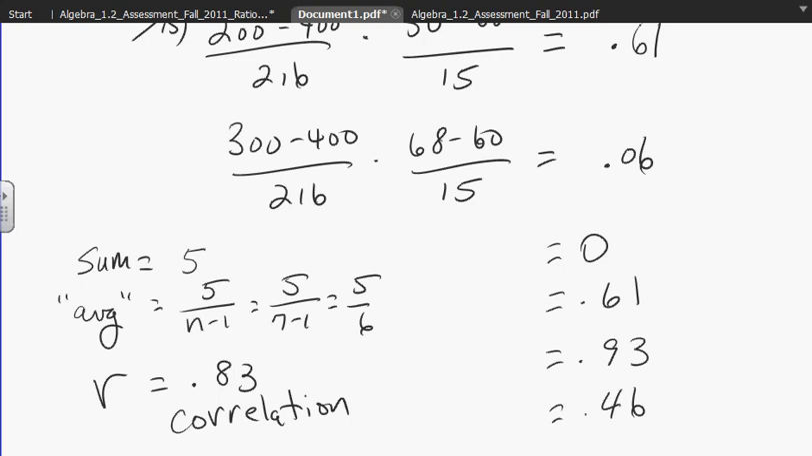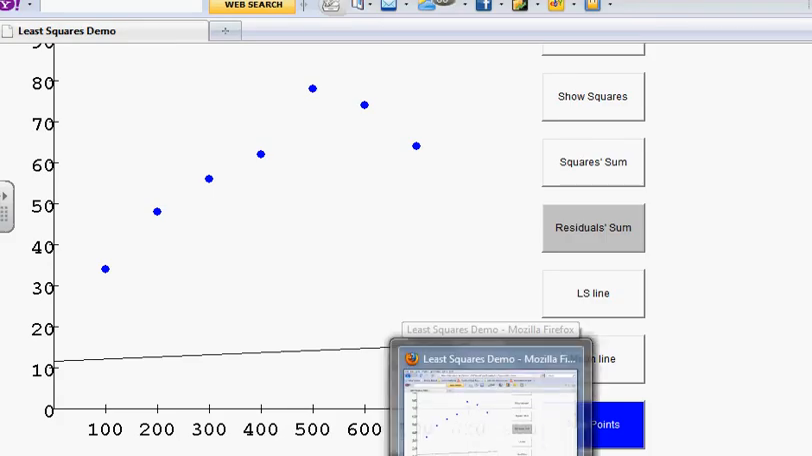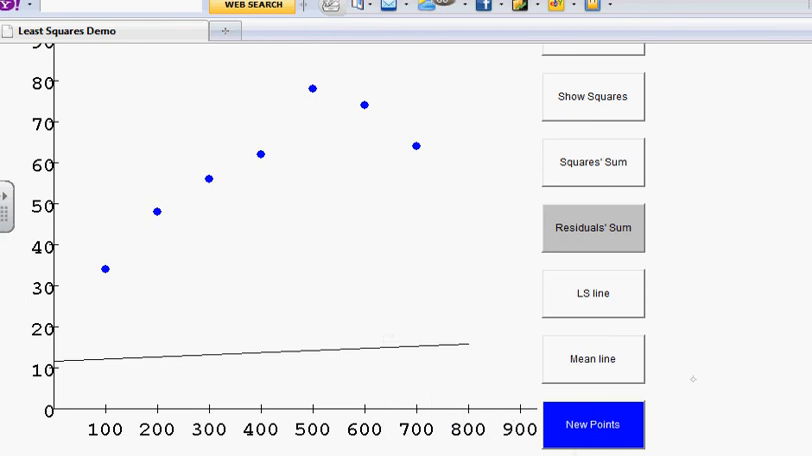So we there? Can I go back to our picture? There we go. So I have a correlation of 0.83. The other thing that I want to do is make a line of best fit.